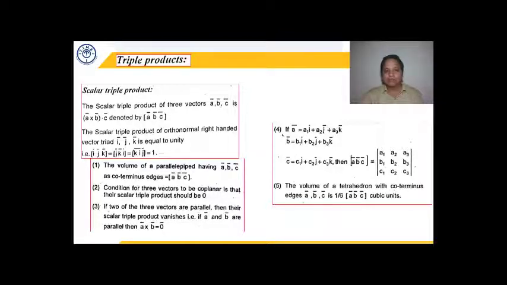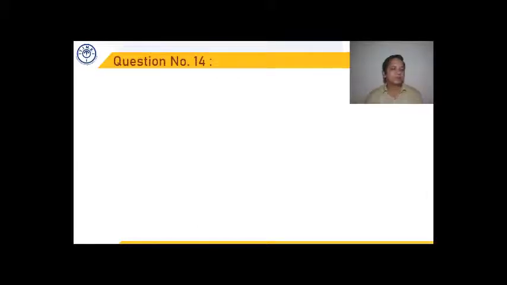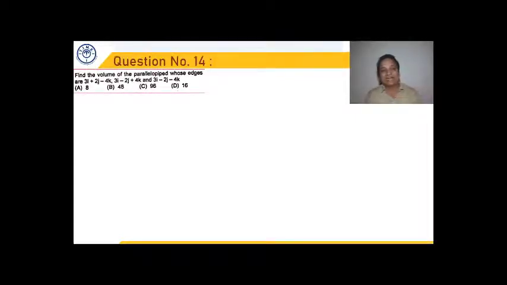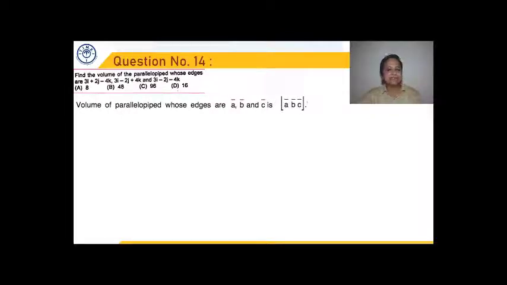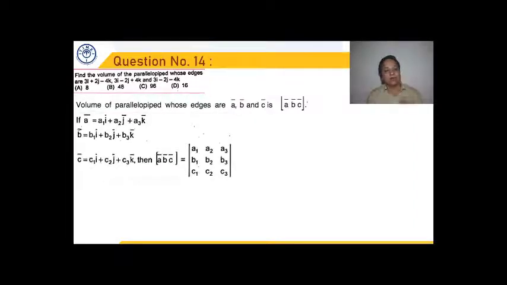Yes, let's move to certain questions. Question number 14 of the handout. Question number 14 says, find the volume of a parallelepiped whose edges are three vectors given. So we had a straight away formula. Volume of a parallelepiped whose edges are A, B and C vectors is given by the scalar triple product A, B, C. And how do we find the scalar triple product? Three vectors A, B, C in that order. We write the coefficients of the first, then the coefficients of the second, and then of the third, and then solve the determinant.